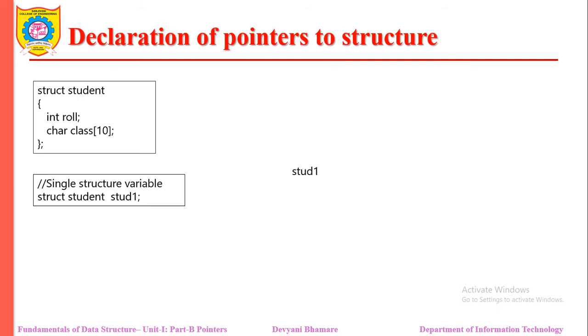When we are declaring struct student stud1, this indicates what? Only one variable stud1 of type structure student. That means stud1 has a roll number and its class. Now, if we are declaring a variable, we can use a pointer. Yes, of course. Now, I want to declare a pointer to this particular structure. So, how do we do it?